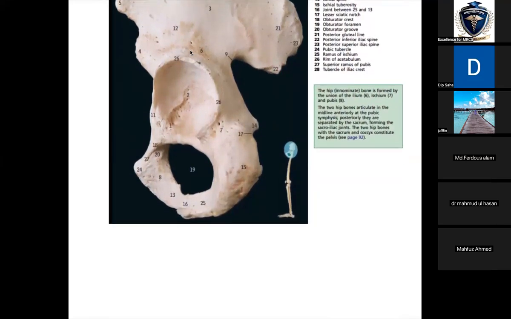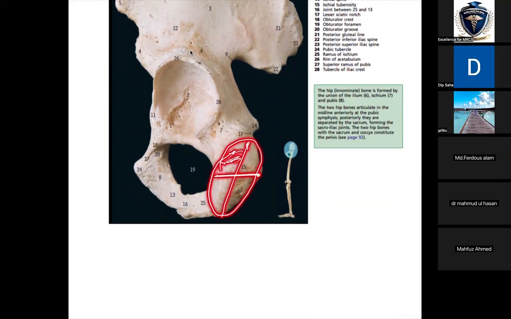Now we'll come to this area. Do you have any idea what the muscles of the posterior compartment of the thigh are? Semitendinosus, semimembranosus, and biceps femoris. And biceps femoris has how many heads? Two heads. One is the long head and the other is the short head. Always remember that the muscles of the posterior compartment of the thigh come from this area.